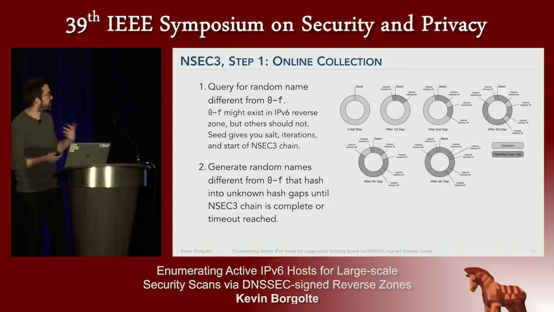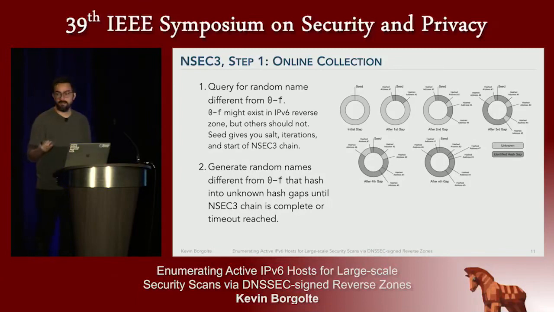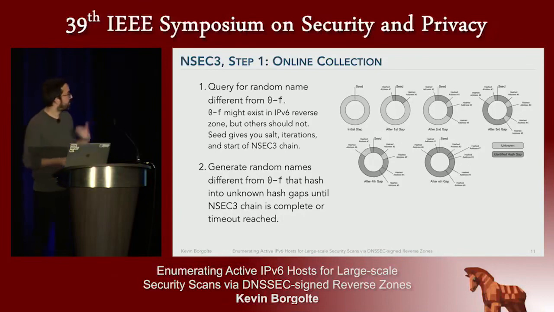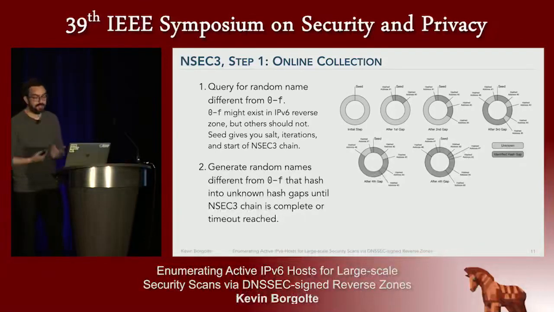Any of that would just immediately give us an NSEC3 record, which tells us the seed, the hash algorithm, the number of iterations. And then ultimately we start generating some kind of names locally, and we check whether they fall into some kind of hash gap where we don't know whether there might be a record before or after. And then in this case, for example, we start with the initial set. So in step 1, we're getting the seed.